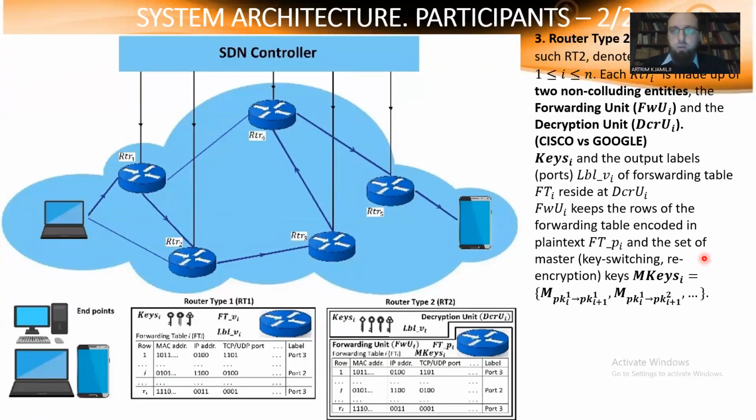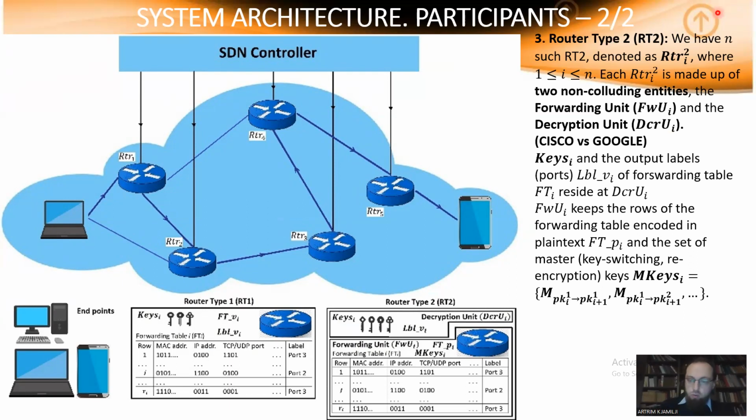However, if endpoints don't trust the routers, and of course they don't trust other entities such as eavesdroppers that can listen to all of the communication channels, then we have router type 2, RT2. RT2s basically consist of 2 entities, namely the forwarding unit and the decryption unit. In the forwarding unit, the forwarding table data, basically only the parts related to headers, such as the header fields of all of the layers, such as MAC addresses, IP addresses, and TCP/UDP ports, are stored in plain text, whereas the output labels or output ports, in the same order, are stored in the decryption unit.